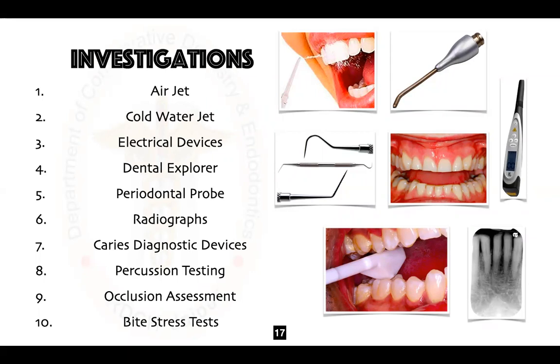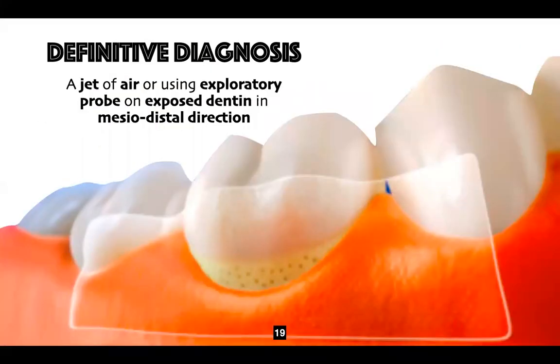When I say air jet, if you're actually trying to diagnose hypersensitivity, then use of an air jet is okay. But if the patient is not even having sensitivity, then your air jet will absolutely cause him sensitivity. So you should know exactly when to go for an air jet. A definitive diagnosis can be established by a jet of air or using an exploratory probe on exposed dentine in a mesiodistal direction. Please write this down. This is an important viva question. How do you definitively diagnose hypersensitivity? Don't give them absurd answers. Write this one.